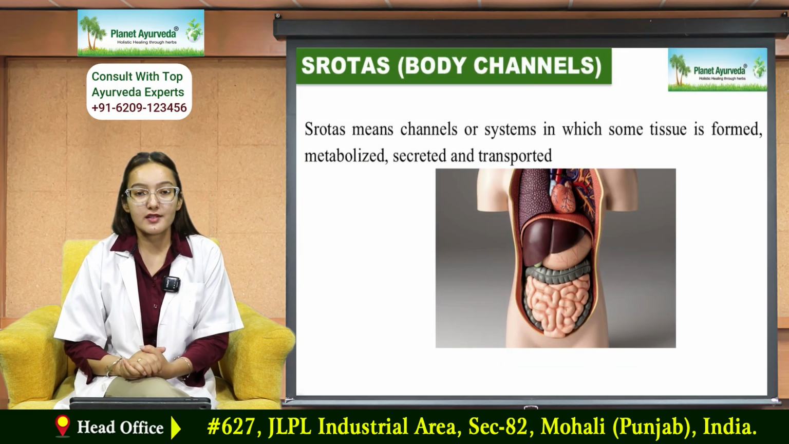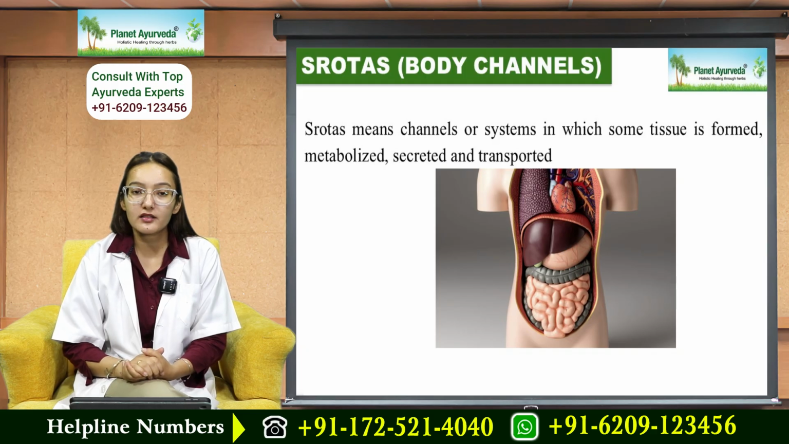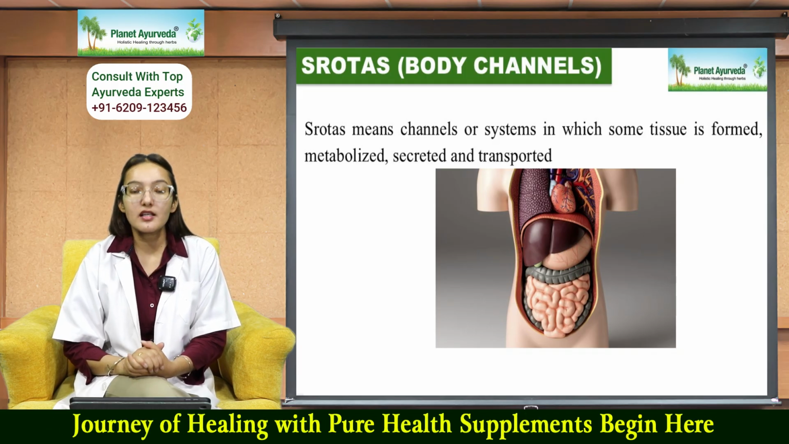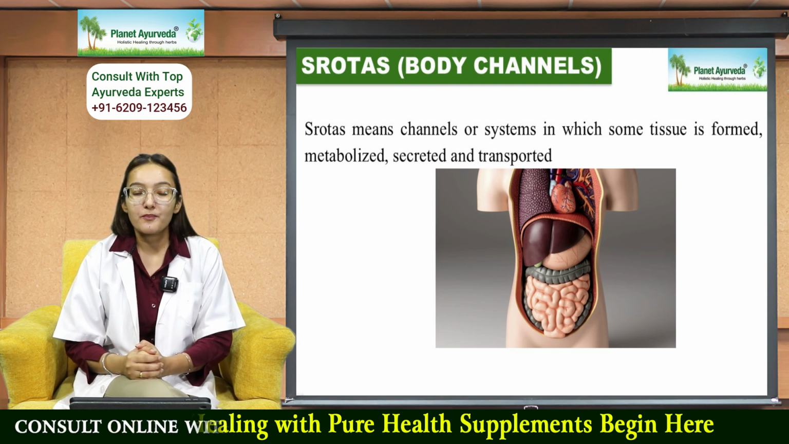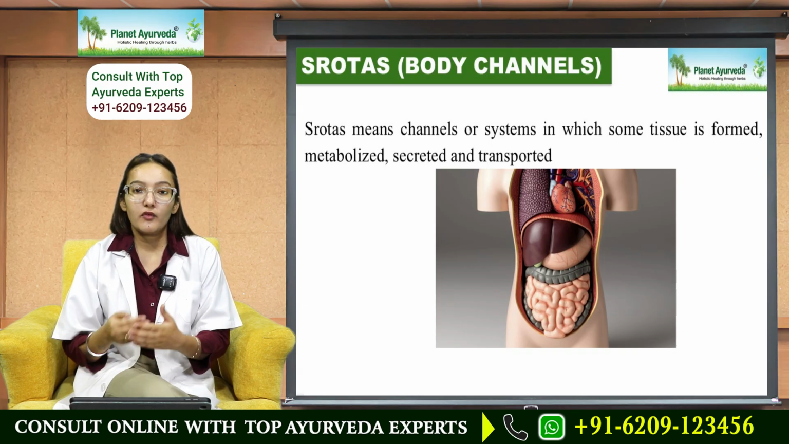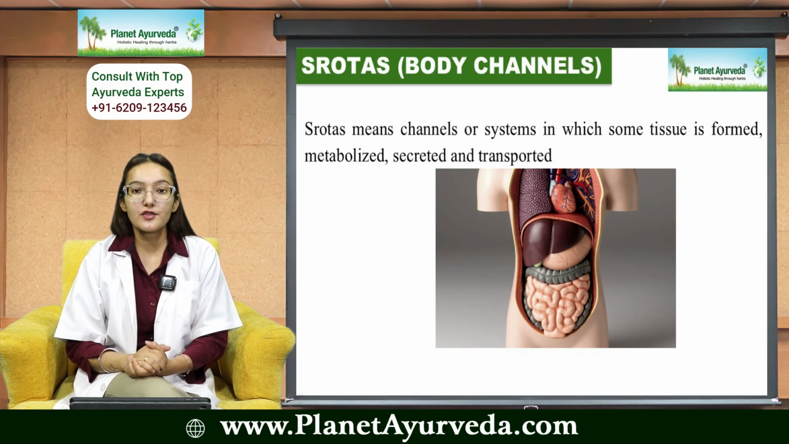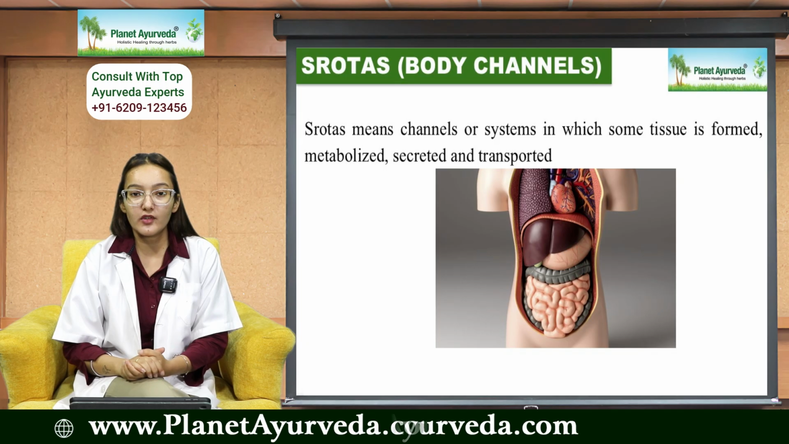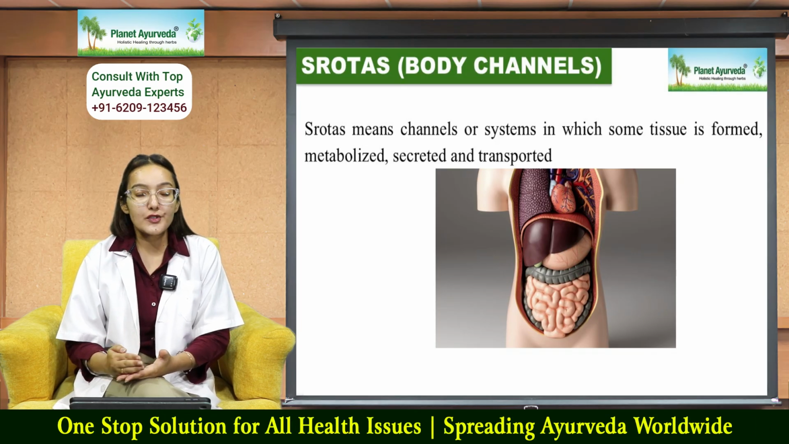So what are Srotas? Srotas are the channels or systems in which some tissue is formed, metabolized, then transported or secreted. The body channels are pathways, you can say pipelines, through which waste, energy and emotions flow. These channels are responsible for transporting everything inside our body, whether it's food, waste, emotion or energy. They also metabolize things, secrete things, and transport them.